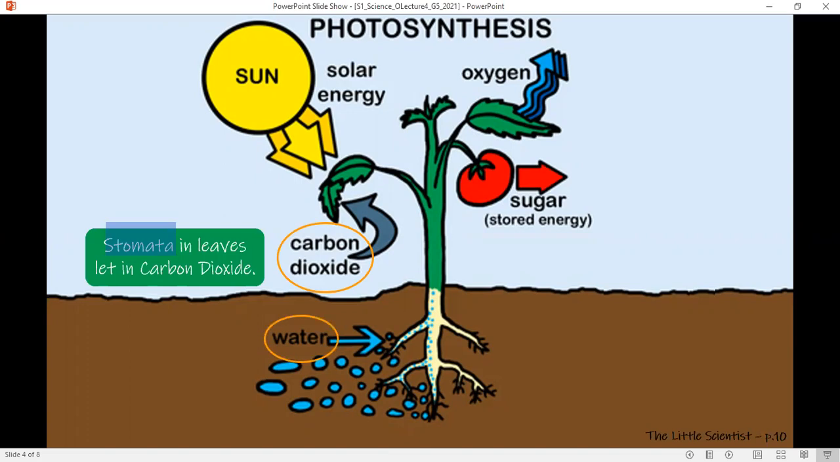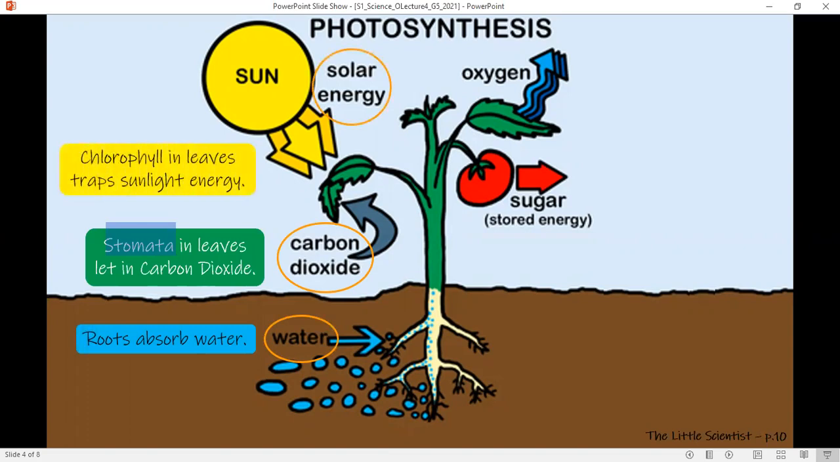How does a plant get the water it needs? By its roots. The job of the roots, which are the hidden part of the plant, is to absorb water from the soil. To catch sunlight energy, plants use the chlorophyll found in the leaves. The chlorophyll has two jobs, has two functions.